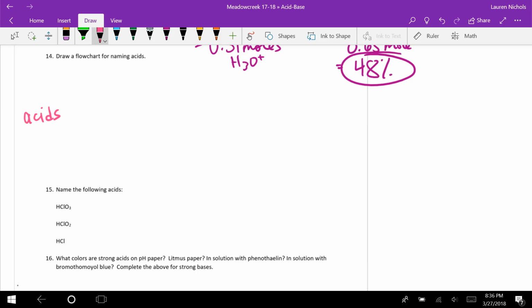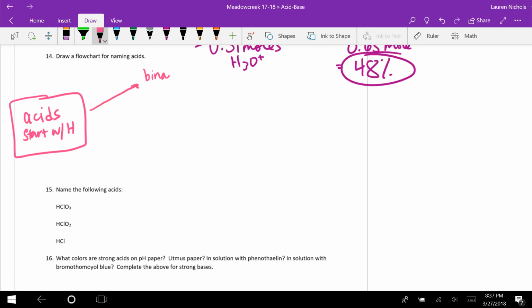So with acids, you recognize them because they start with hydrogen. Okay. Now, if it doesn't start with hydrogen, it cannot be an acid, because the definition of an acid is to donate a hydrogen. So if it doesn't have one, it can't be an acid. So there are 2 types of acids in the world.